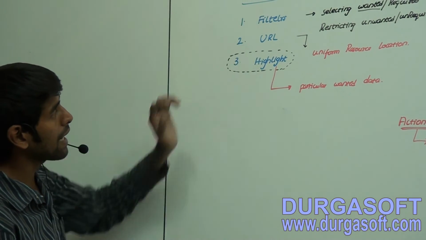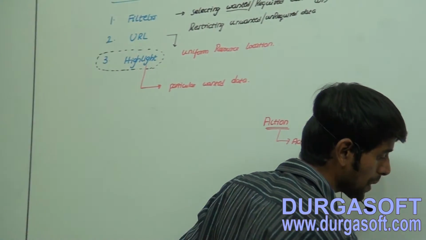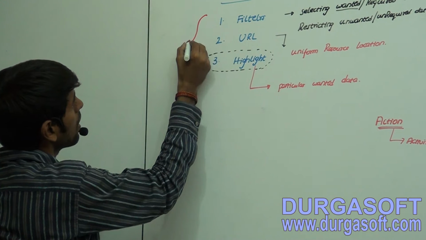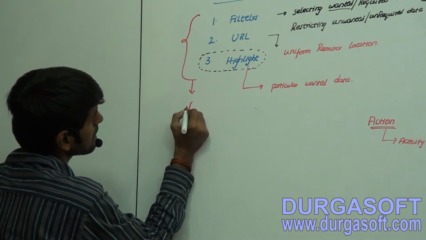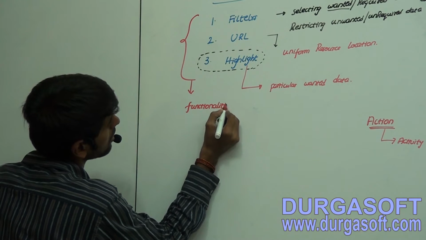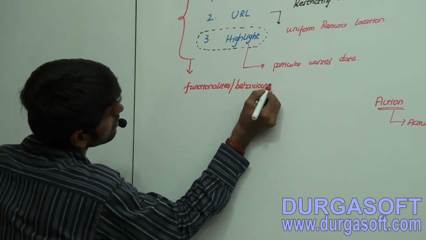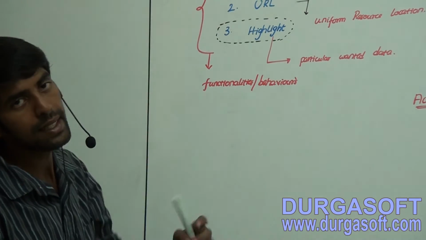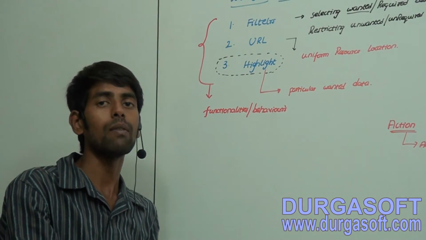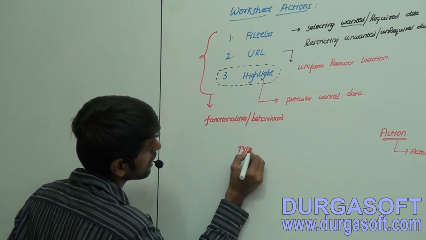Filters, URL, highlight are all what? These are all functionalities to us. Okay, functionalities or behaviors. Okay, this fellow wrote actions. Where are the actions? We have 3 types of actions as part of our Tableau Desktop. Those actions are, now I am going for that one.